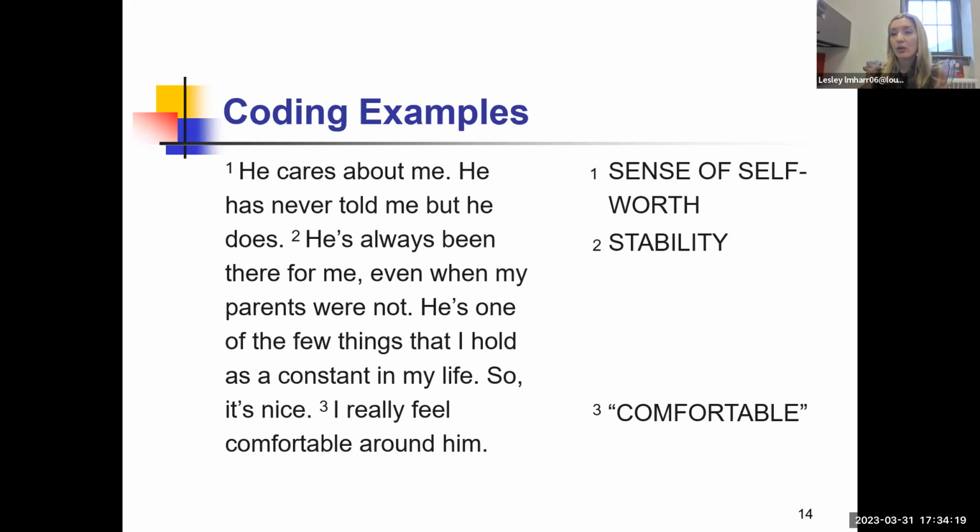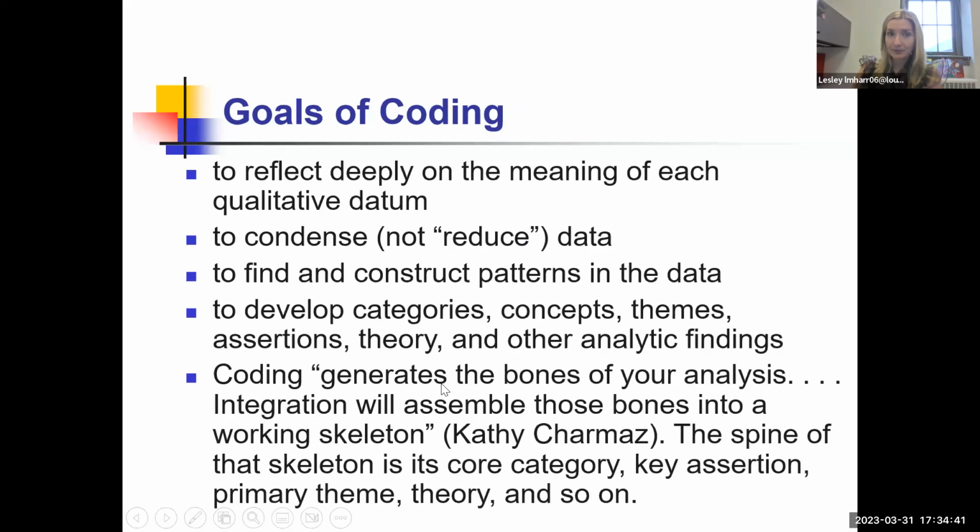So I just want to show you how qualitative researchers in this slide apply codes. You can see that there are little stanzas. So we're breaking down the data, really going line by line and assigning a single word like stability or a short phrase like sense of self-worth to each line as appropriate.